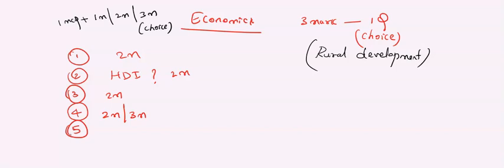The formulation of the Human Development Index (HDI) was essential to measure economic development, full stop. Explain. 2 marks. Next question.